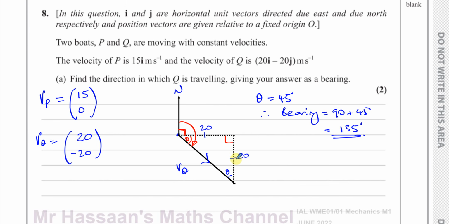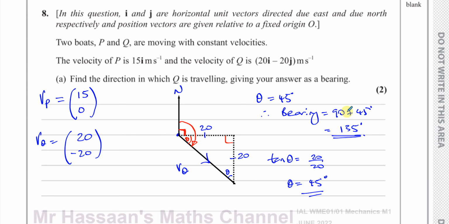We can say we have the opposite and we have the adjacent. This is a right angle triangle. So we can say the tangent of theta is 20 over 20. And when you work that out, it's going to give you 45 degrees. Inverse tan of 20 over 20, inverse tan of 1 is 45 degrees. That's what your calculator will give you anyway.